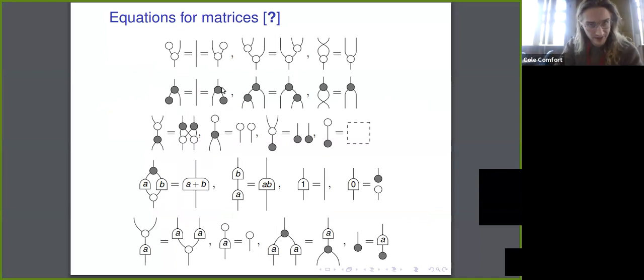So this is kind of reminiscent of ZX calculus, although the Frobenius algebra equation, for example, is conspicuously missing. But yeah, if you have all of these generators and these equations, then this is universal for matrices under the direct sum, not the Kronecker product.